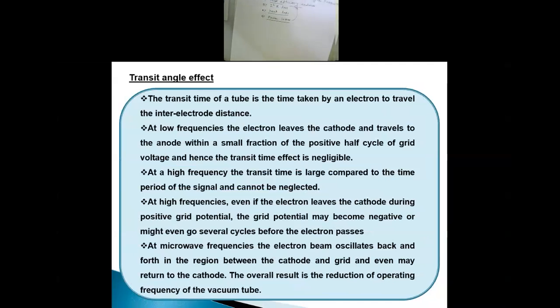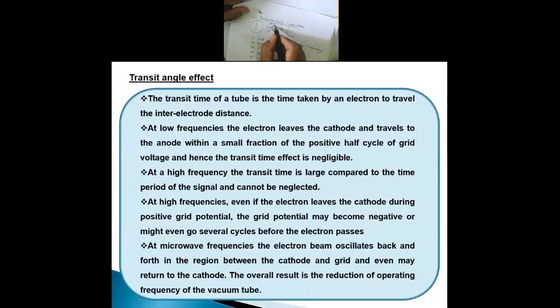Another effect is the transit time effect. Transit time means the time taken by an electron to travel the inter-electrode distance. Here in the tube, the electron travels from the cathode to the plate, through the grid. That is nothing but the time taken to cover the inter-electrode distance.